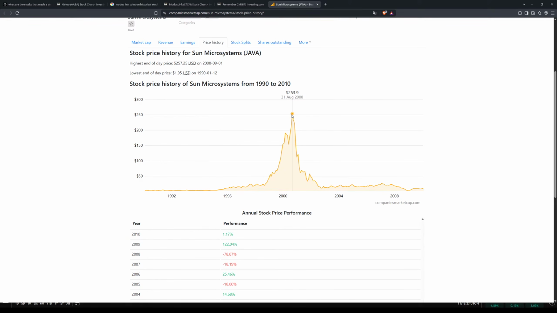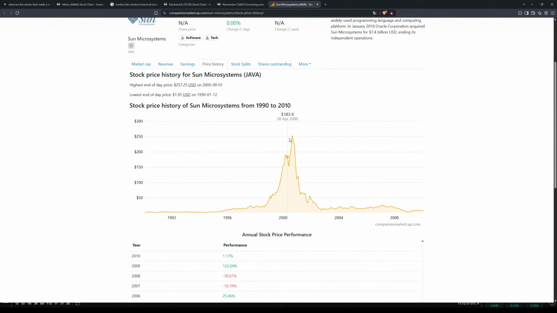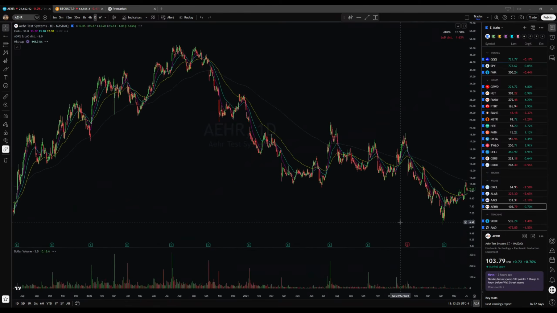So August will be the start of the second leg down on the Nasdaq, on the general market. And this Sun Microsystems is making another new high before the crash. I think, yeah, so I can probably kind of understand why the dot-com bubble did that much damage to the traders back then.